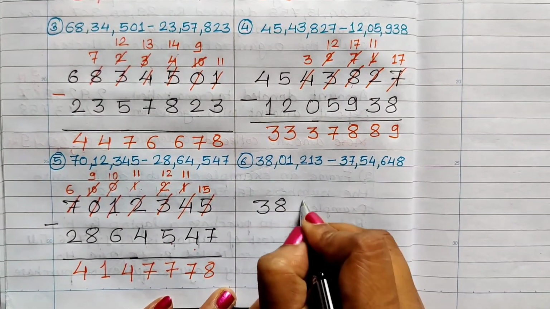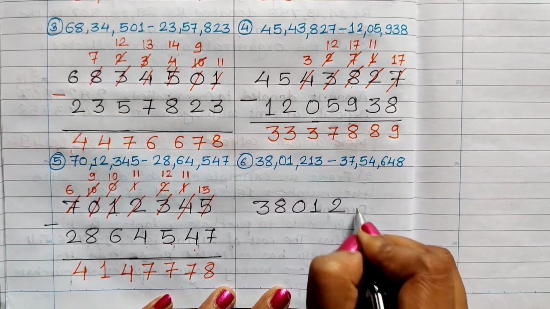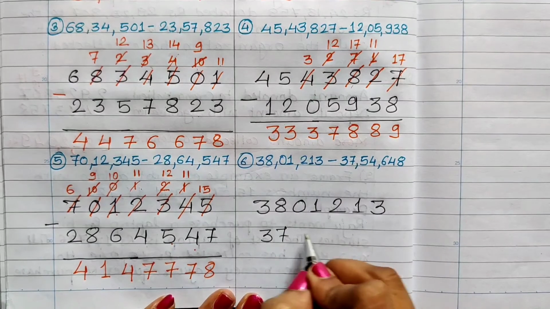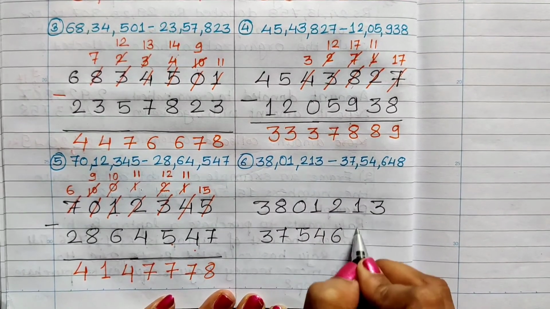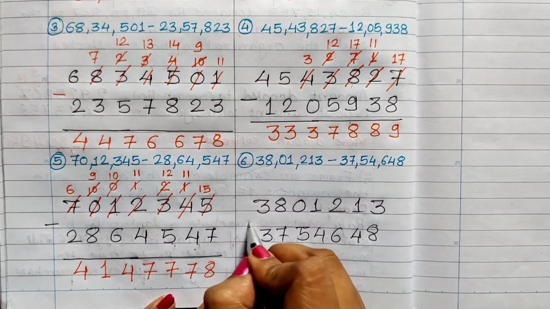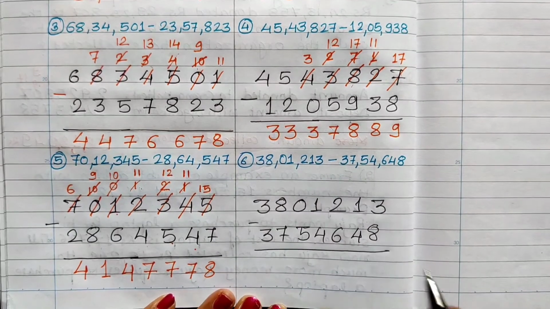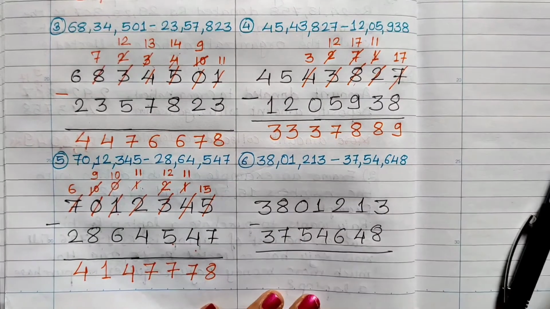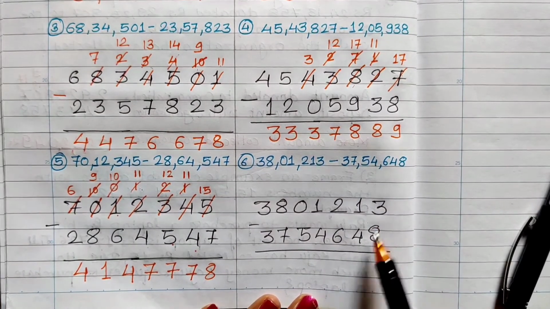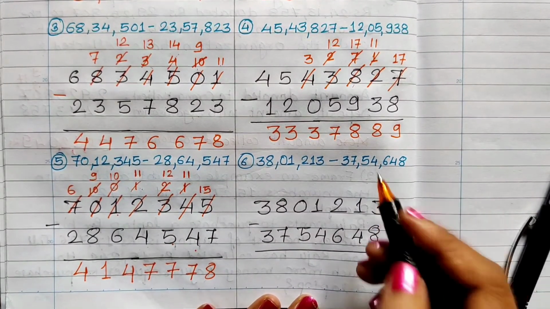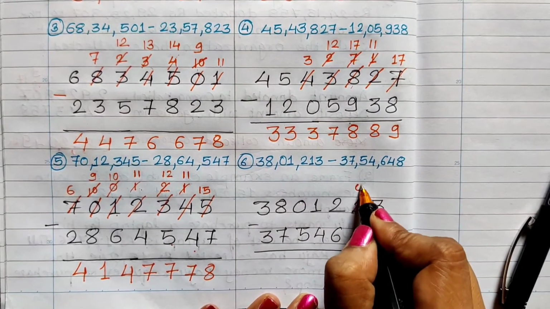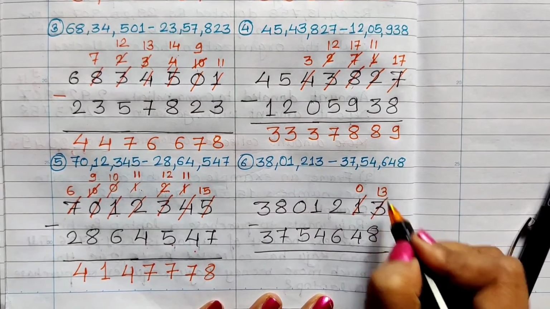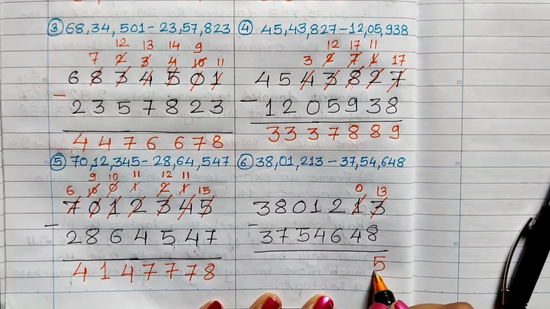3, 8, 0, 1, 2, 1, 3. 3, 7, 5, 4, 6, 4, 8. Minus. Okay. Now subtract. 3 is smaller, 8 is bigger. We cannot subtract 8 from 3. So borrow 1 from here. 1 minus 1, 0. Now this 3 becomes 13. 13 minus 8 is 5.